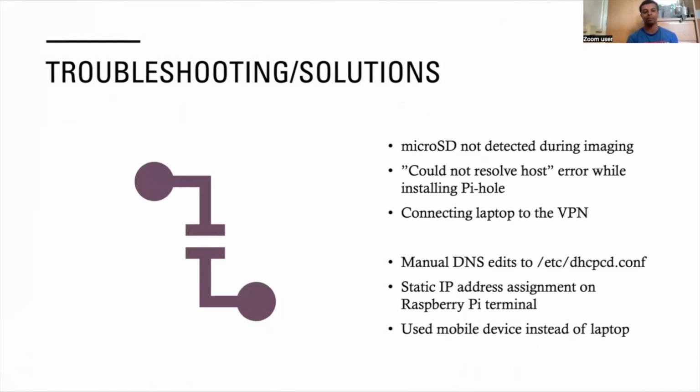Secondly, and the biggest error I ran into when installing the Pi-hole, was I kept coming across the could not resolve host error while trying to install it on my Linux system. One of the solutions that worked was that I did static IP address assignment on the Raspberry Pi terminal. This made things less complicated, which made it easier for the Pi-hole to be installed on the system.